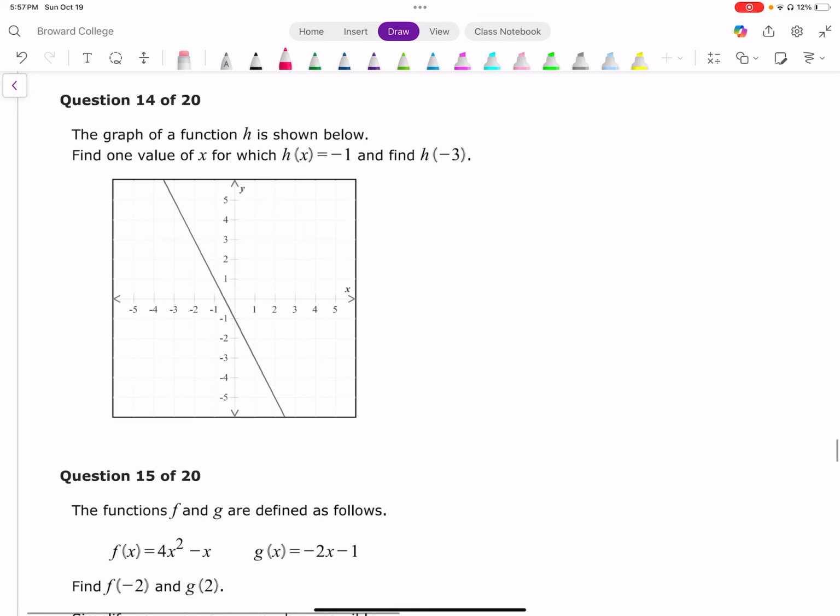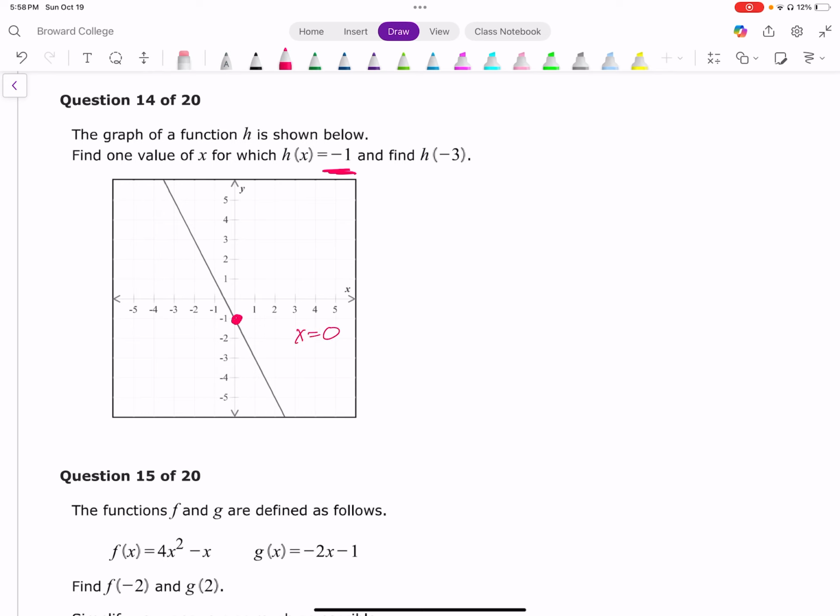All right, so question number 14 asks you about the graph of function h. And not too bad of a problem either. We're going to look for h of x, and in this case, we're saying h of x is equal to negative 1. So we want to find one value of x where h of x is equal to negative 1. So if h of x is negative 1, I'm essentially saying y is negative 1. So if y is negative 1 right here, what's my x value? In this case, my x would be 0.